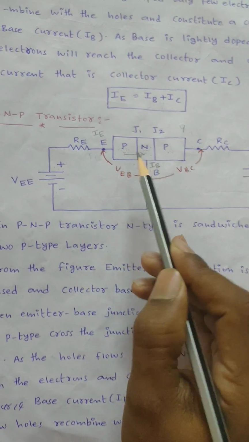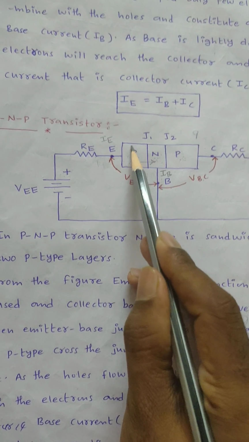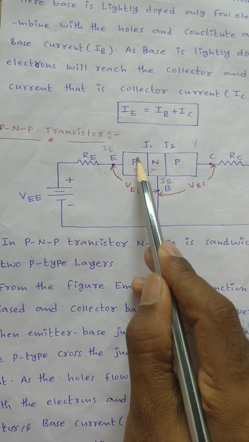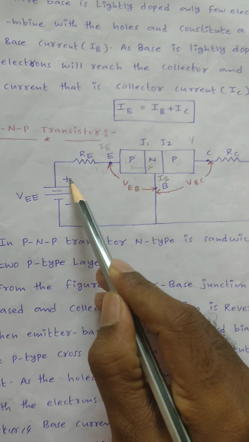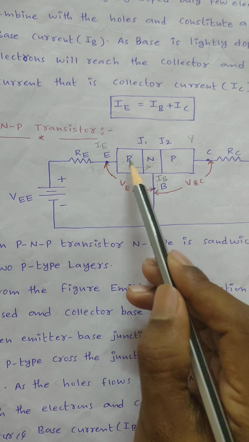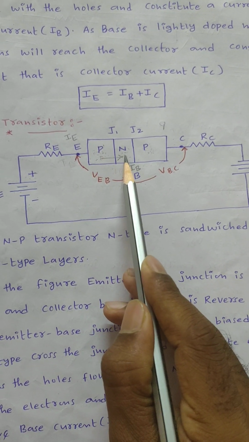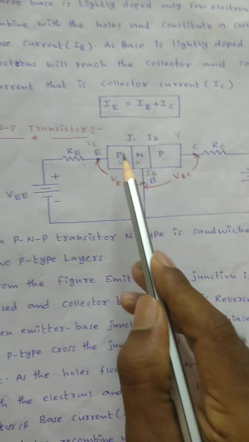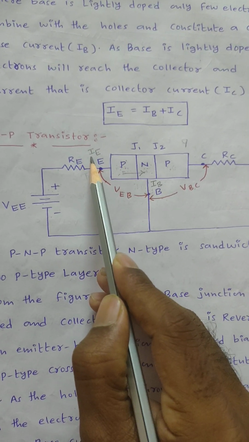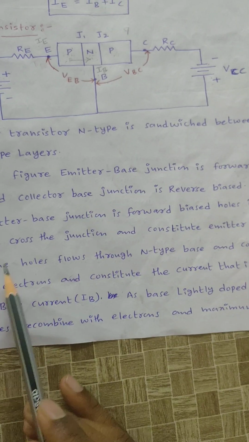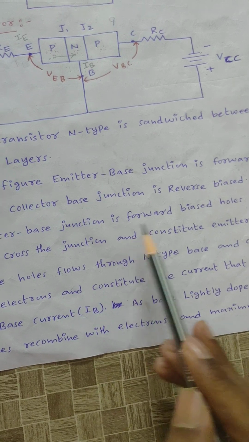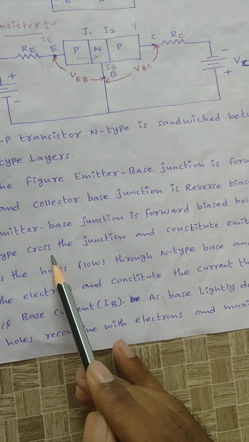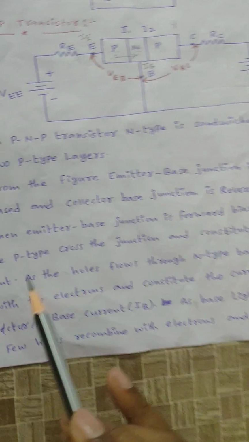When the emitter base junction is in forward bias, in p-type material, holes are the majority charge carriers, right? That means these charged particles are connected to the supply positive, right? Positive charge and positive charge repel each other, hence holes will start to move from p side to n side. Because of this rearrangement, it will constitute the emitter current. See here, when the emitter base junction is forward biased, holes in the p-type cross the junction and constitute the emitter current.